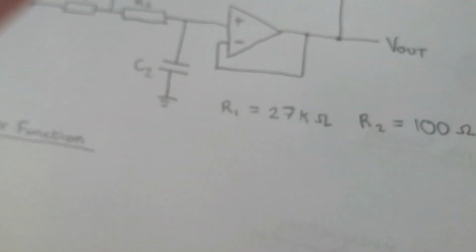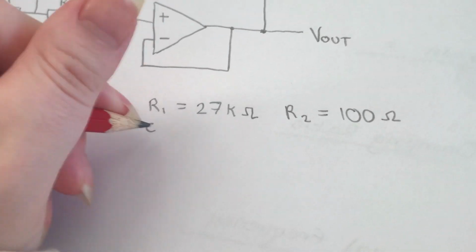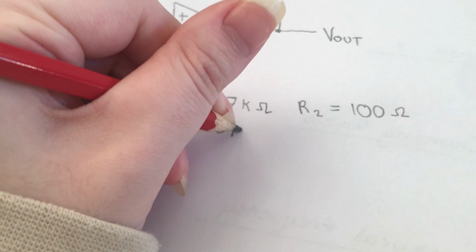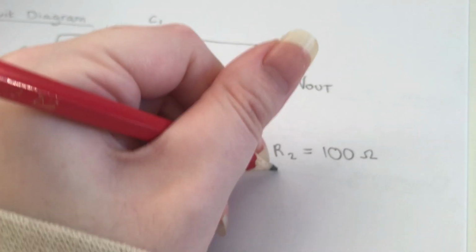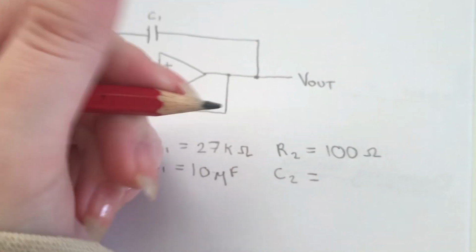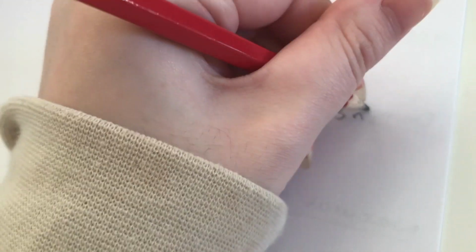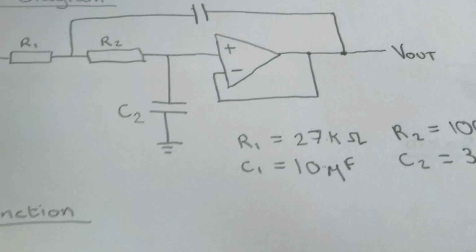The values we're using today for our components are R1 is 27k ohms, R2 is 100 ohms, C1 is 10 microfarads, and C2 is 3.3 nanofarads. These are the values we're using.